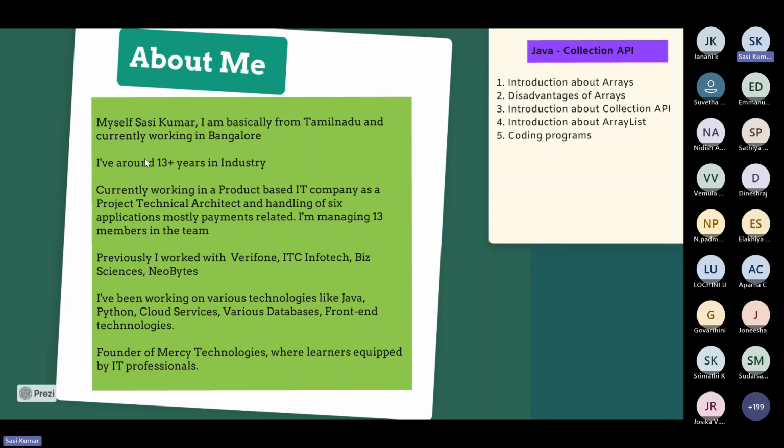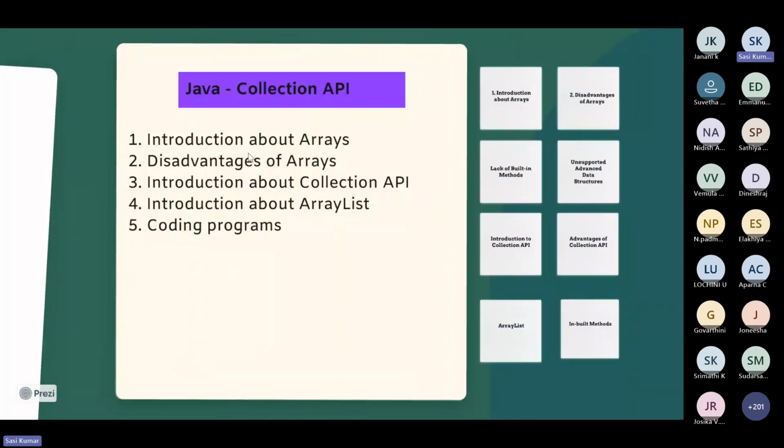When we move further, I'll be sharing a few things wherever necessary. What we are going to do today is see ArrayList. As part of this, we'll be seeing what arrays are, what the disadvantages of arrays are, why we are going for ArrayList, and an eagle-eye view of the collection API. Finally, we'll be going with the coding programs.